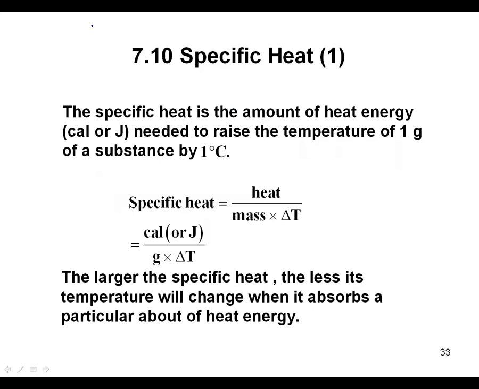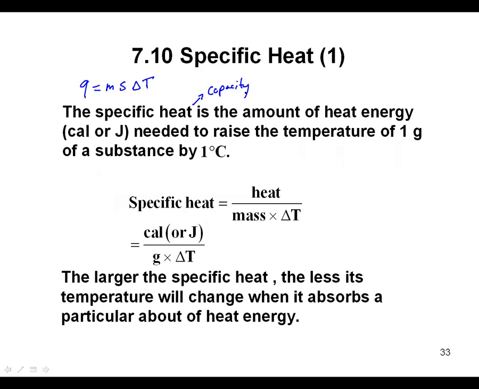Okay, so the last thing we're going to talk about in this chapter is specific heat. And there is an equation that goes with specific heat. The equation is Q equals m s delta T. The specific heat, or specific heat capacity, as it is sometimes referred to, is the amount of energy that's required to raise 1 gram of a substance by 1 degree Celsius.